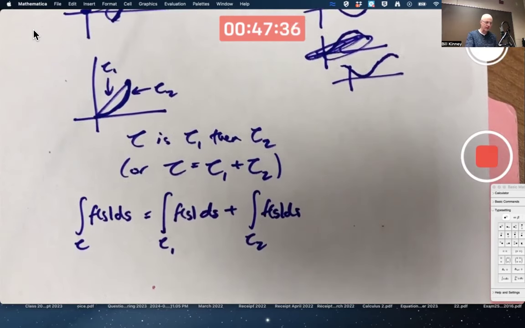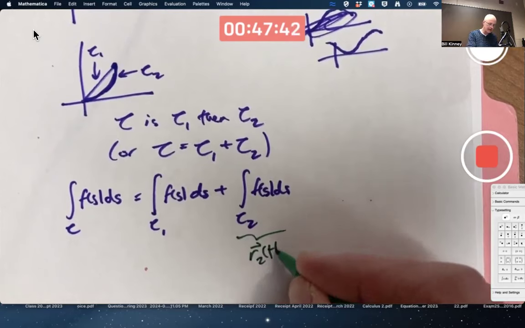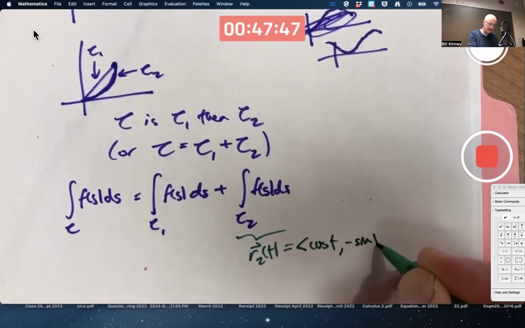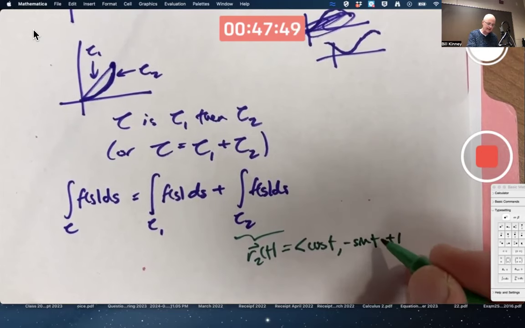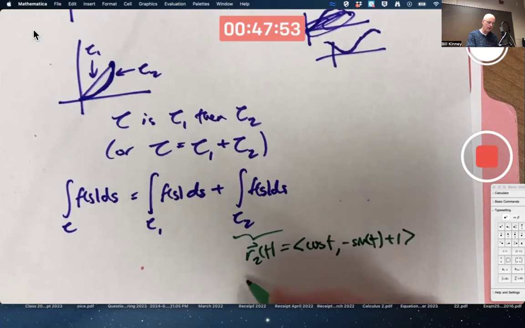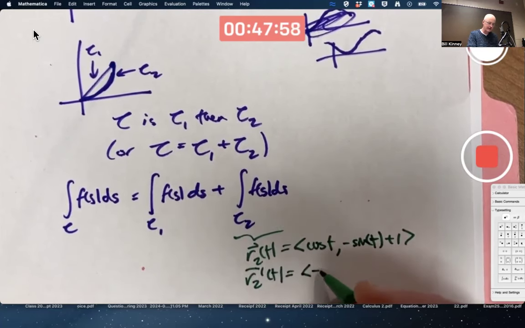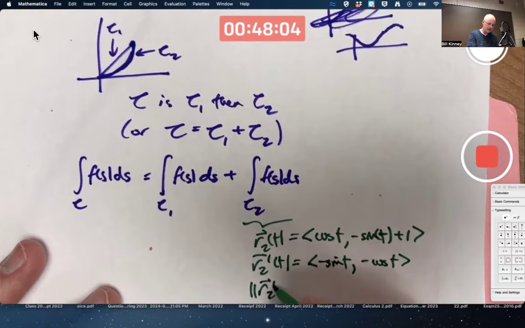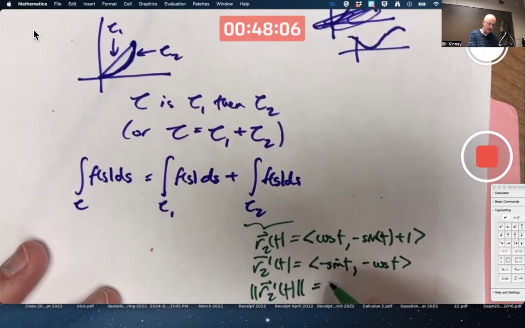Use parameterizations for both of those. Now we have a parameterization for this one already given to us. R2 of t is cos t, comma, negative sine t plus 1. The understanding is the parentheses go around the t there. We will need its derivative, which is negative sine t, negative cos t, and we need the magnitude of that derivative, which fortunately is constant, 1.